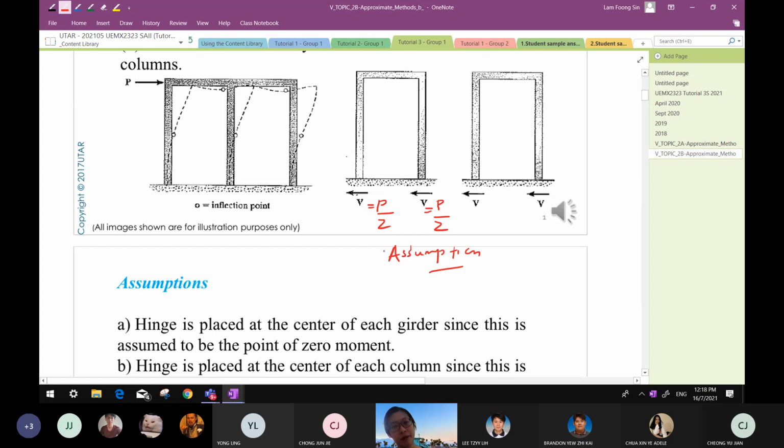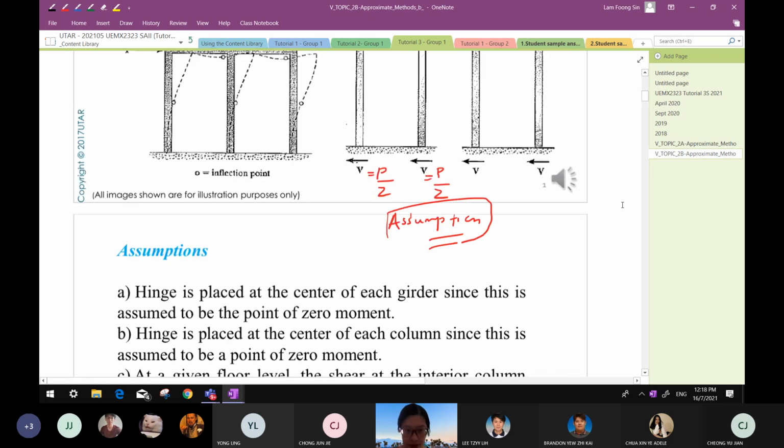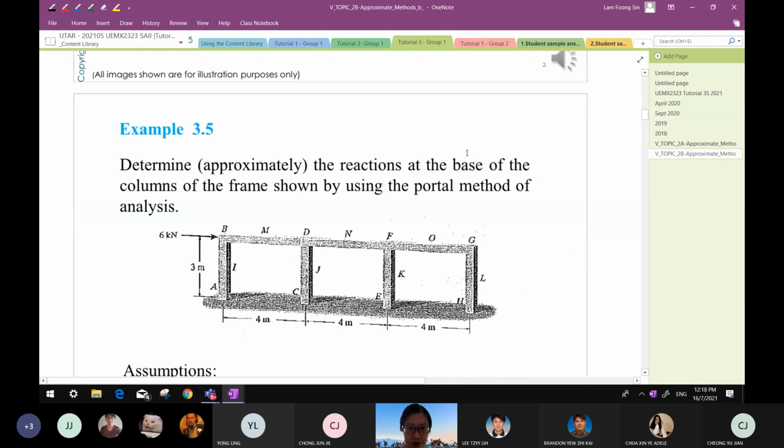Okay. So with approximation methods, we are assuming a lot. So really, all these answers cannot be used for your final design. It can only maybe be used for some preliminary costing of the building, but not for the actual design. So we assume P, so here it's P on 2 and P on 2. Any questions so far, students?